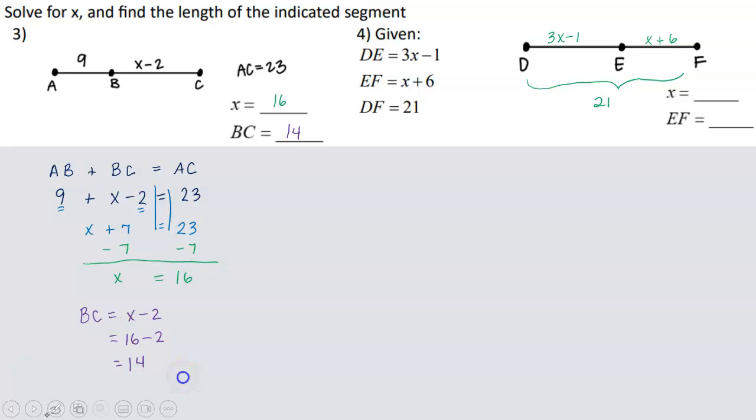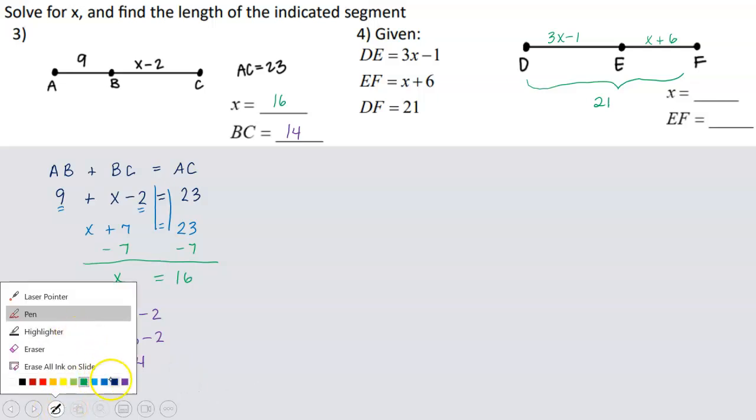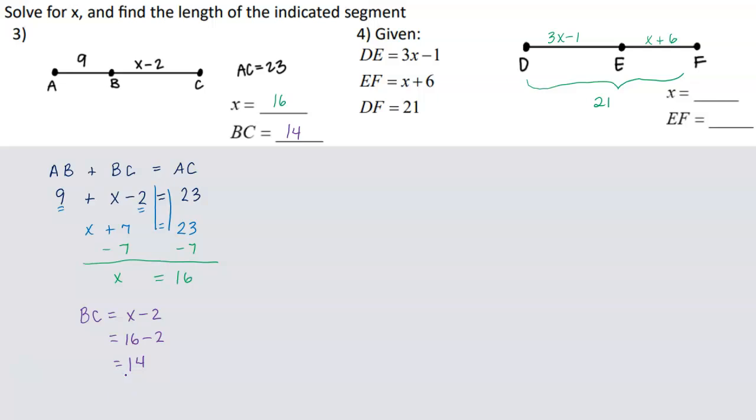So the first thing I'm going to do is use my segment addition postulate. I'm going to say DE plus EF is equal to DF. And then I'm going to fill in what I know, which is 3x minus 1 plus x plus 6. That's the length of EF. And then that's equal to 21.